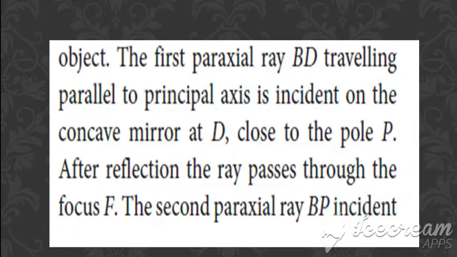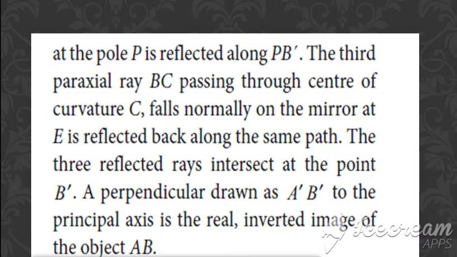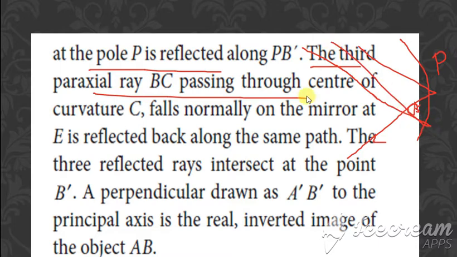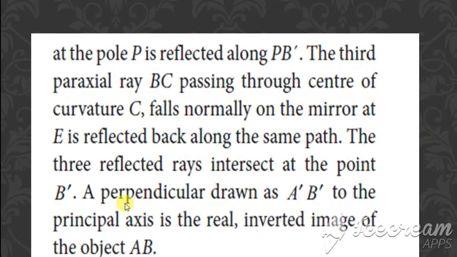Then the second paraxial ray is incident at the pole. When it is incident at the pole, it gets reflected along P B dash. Then the third paraxial ray passes through the center of curvature. So it retraces its path, reflected back along the same path. So all of these meet, and a perpendicular is drawn as A dash B dash on the principal axis, a real inverted image. It is a real image, but we have got an inverted image.